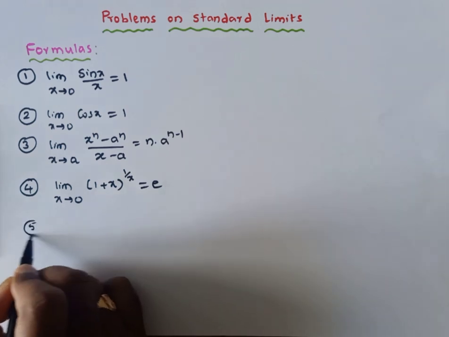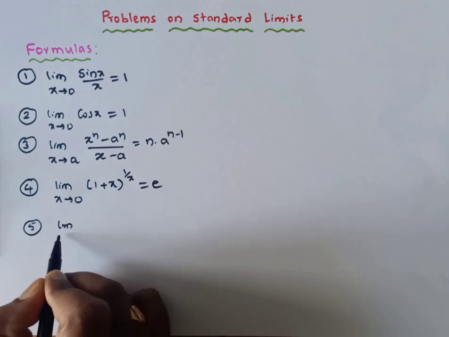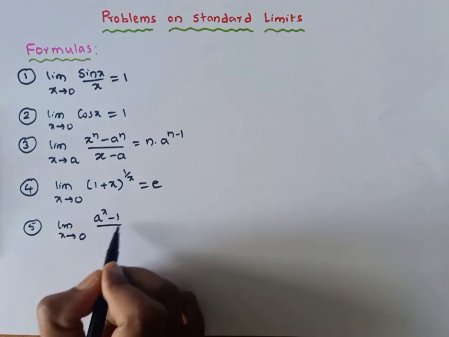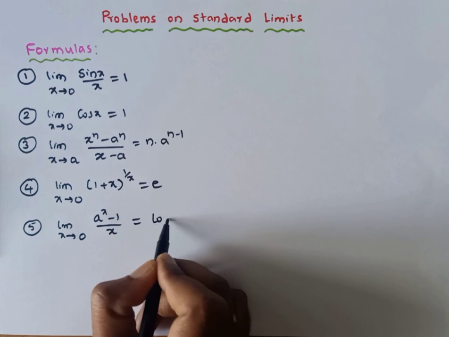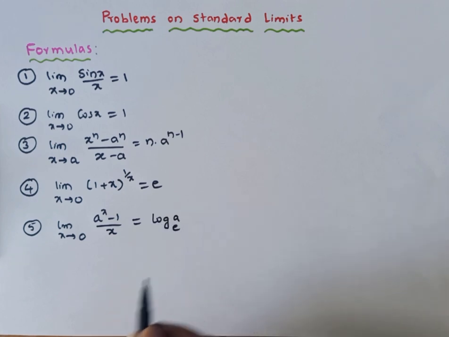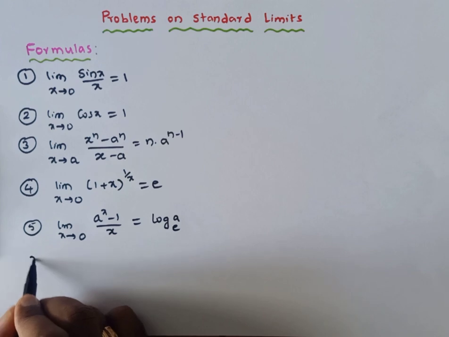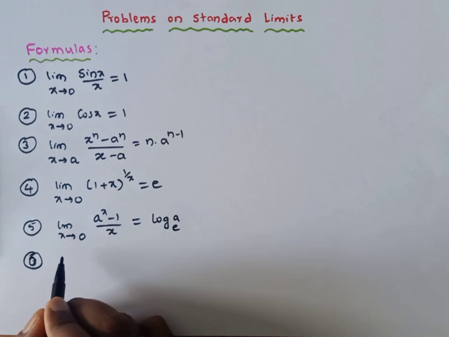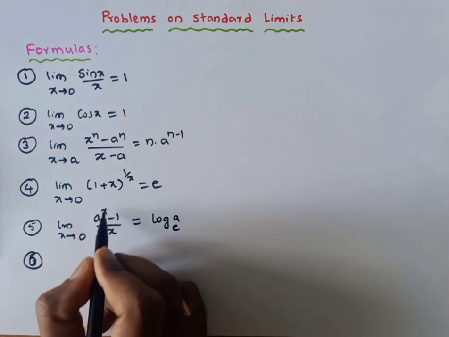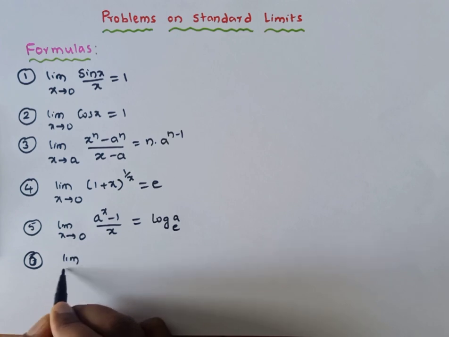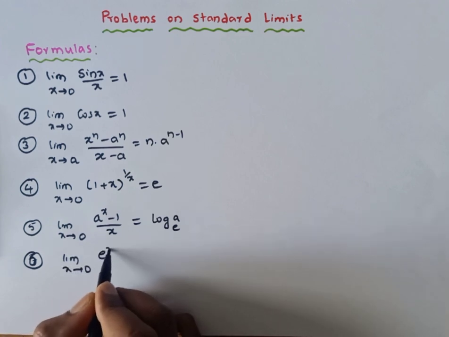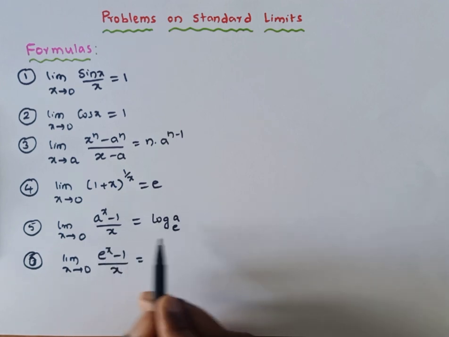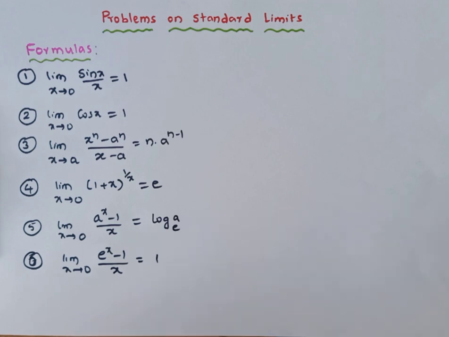Number 5: limit x tends to 0, a to the power of x minus 1 by x, is the logarithm of a to the base e. Number 6 is related to a to the power of x minus 1: limit x tends to 0, e to the power of x minus 1 by x. Here a is replaced with e, then it is log e to the base e, which is 1.